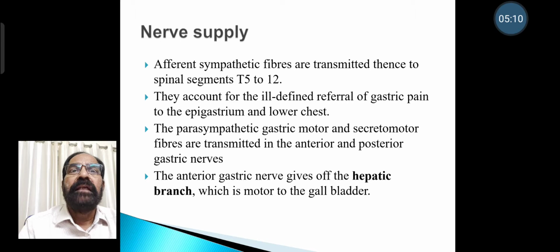Nerve supply. Afferent sympathetic fibers are transmitted to spinal segment T5 to T12. They account for an ill-defined referral gastric pain in the epigastrium and lower chest. The parasympathetic gastric motor or secretomotor fibers are transmitted in the anterior and posterior gastric nerves. The anterior gastric nerves give off the hepatic branch, which is the motor of the gallbladder.